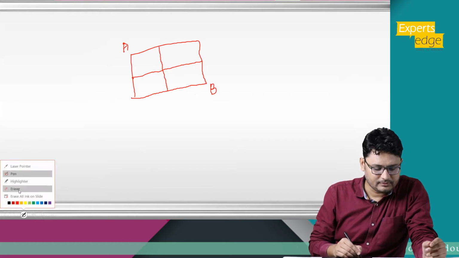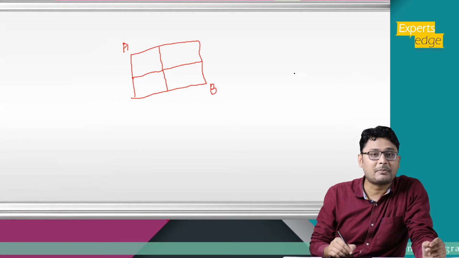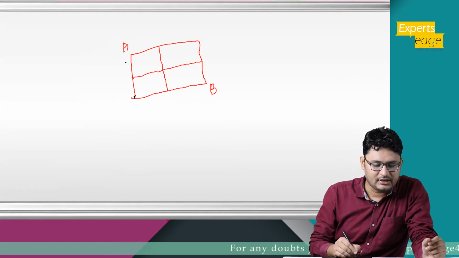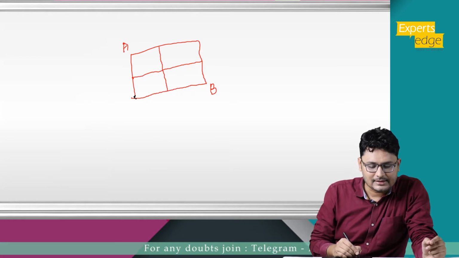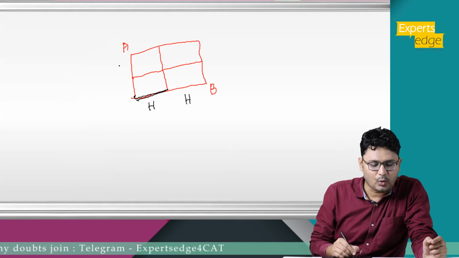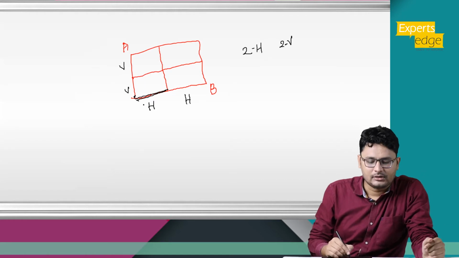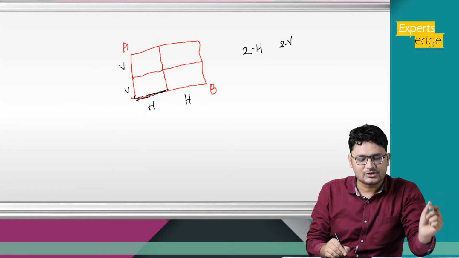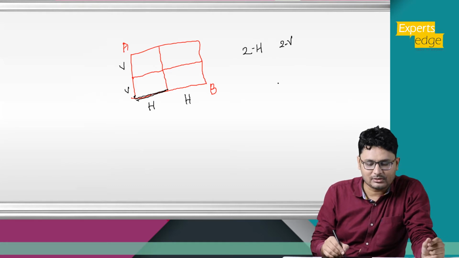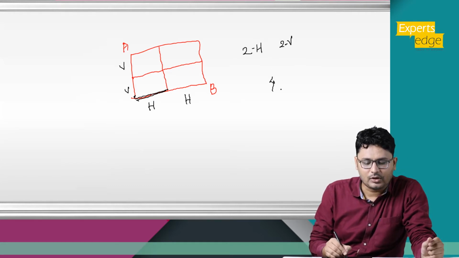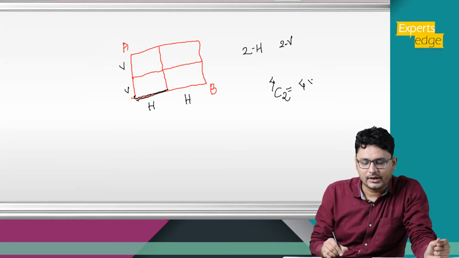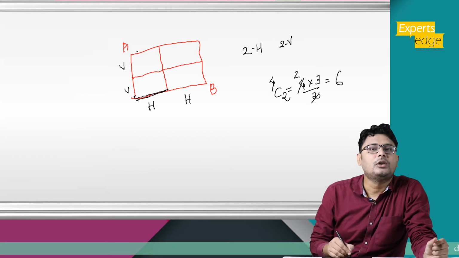First we'll go with what we have learned, the partition theory. If you see here, there are two horizontal blocks and two vertical lines or bars. Just remember, in such pathway questions, these are my chocolates and these are my partitions. So the answer is 2 plus 2, 4C2, that is 4 into 3 by 2, which is 6. So there are 6 different ways to go from A to B.